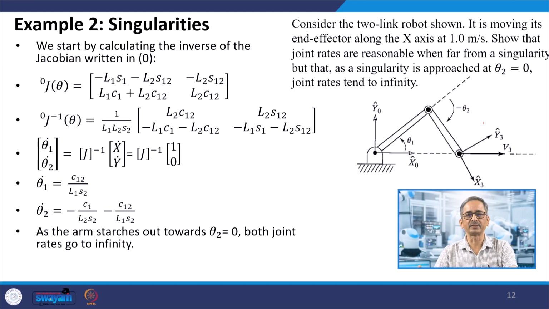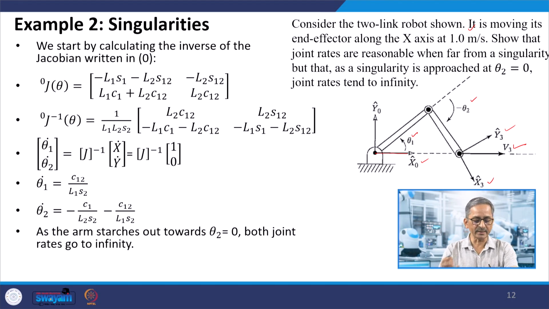So, let us take an example here. Suppose you have this 2 degree of freedom manipulator, say this is your theta 1 and this is minus theta 2. You have x3 cap, y3 cap as the frame attached at the tip of the robot. Suppose this end effector has a velocity in the x direction of the inertial frame, the origin frame, say 1 meter per second. So what are going to be the joint rates and the singular configuration?